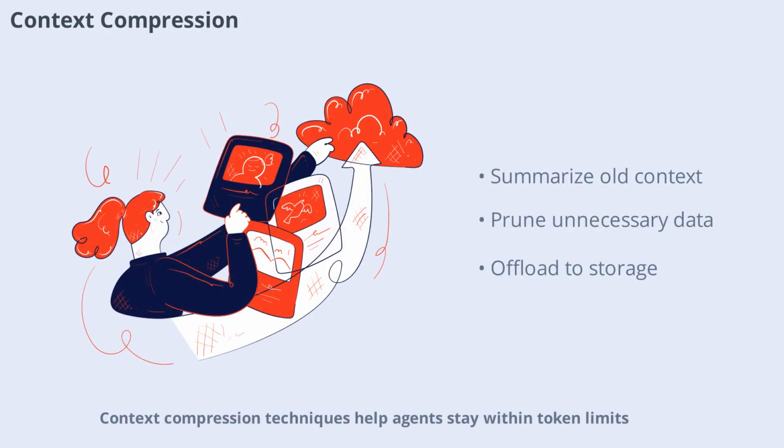Context compression techniques help agents stay within token limits. By summarizing, pruning, or offloading old context to external storage, agents can maintain performance and avoid losing important information.